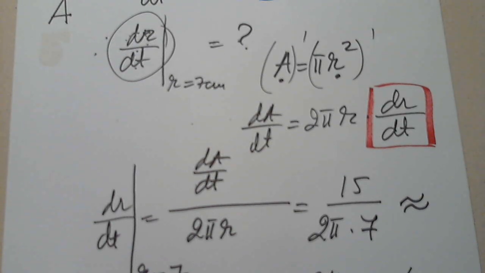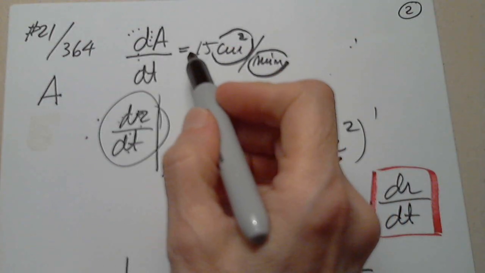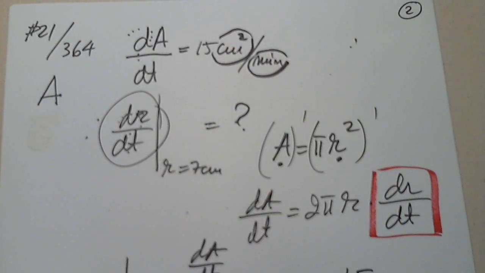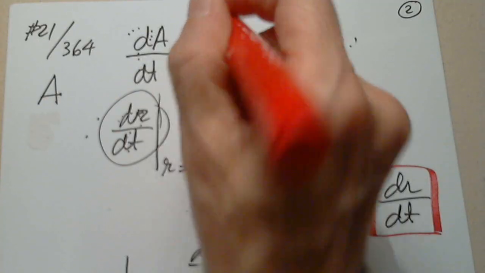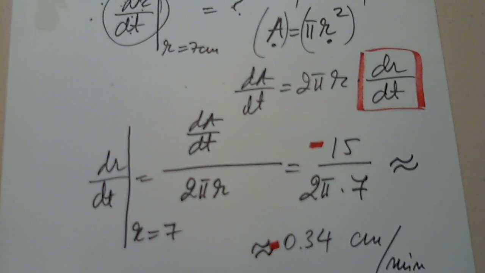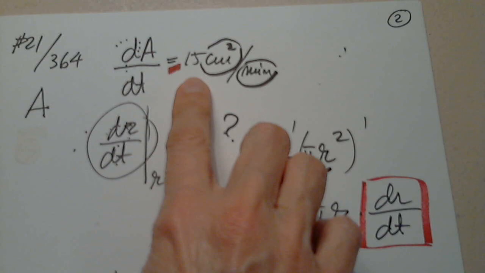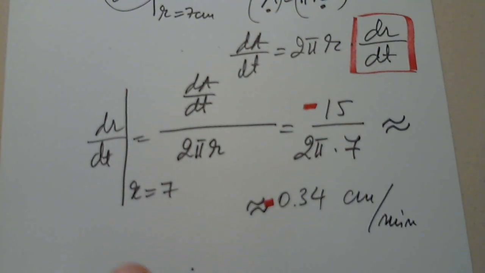Now, we have to be careful because it said the circle is shrinking, which means when we talk about shrinking, we have to put a negative sign in here because it's shrinking. So this is negative, and obviously this will be negative. So if the area of the circle is getting smaller and smaller every minute by 15 centimeters squared, then at the same time the radius is getting smaller and smaller every minute by 0.34 centimeters.